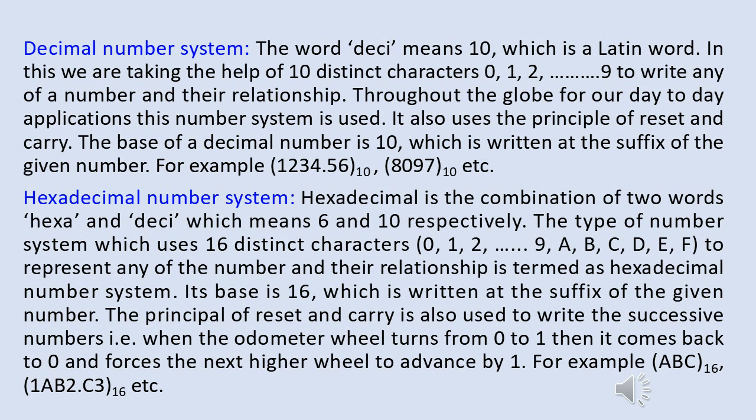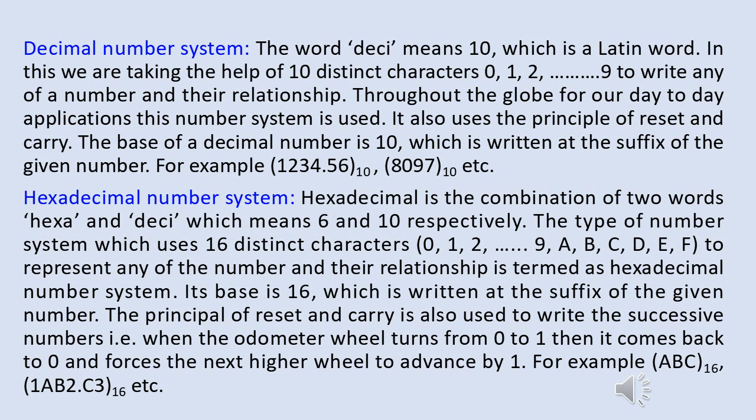It also uses the principle of reset and carry. The base of the decimal number system is 10, which is written as a suffix of the given number. For example, (1234.56) with suffix 10, then (8097) with suffix 10, and many more can be taken.